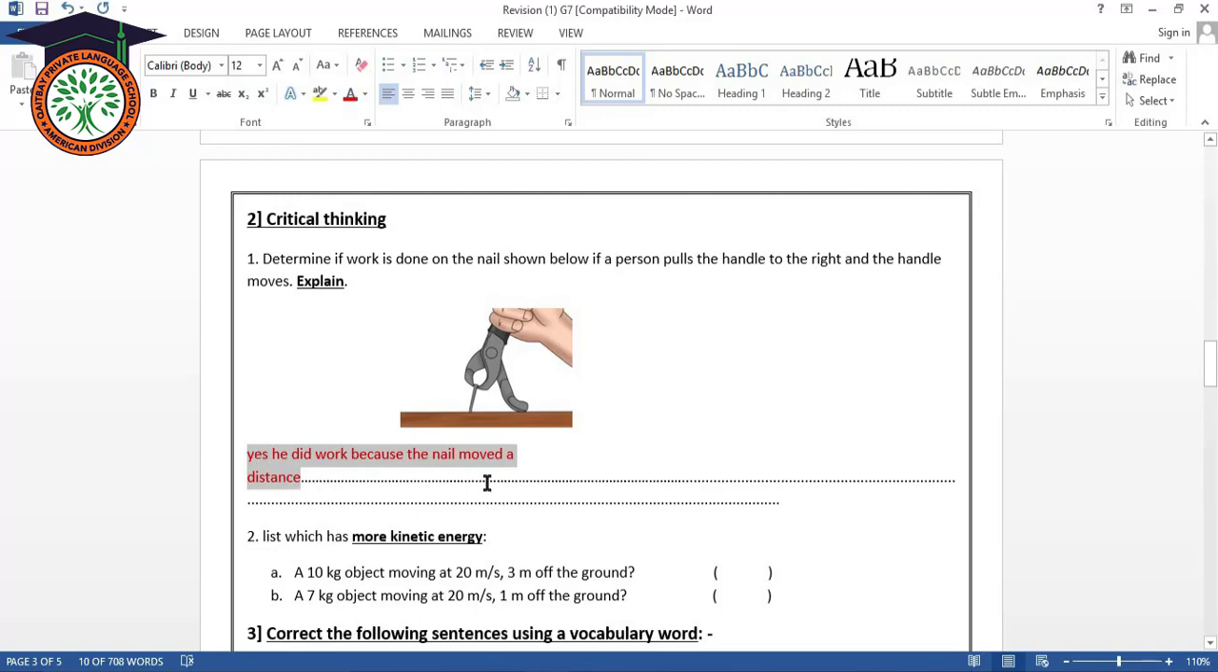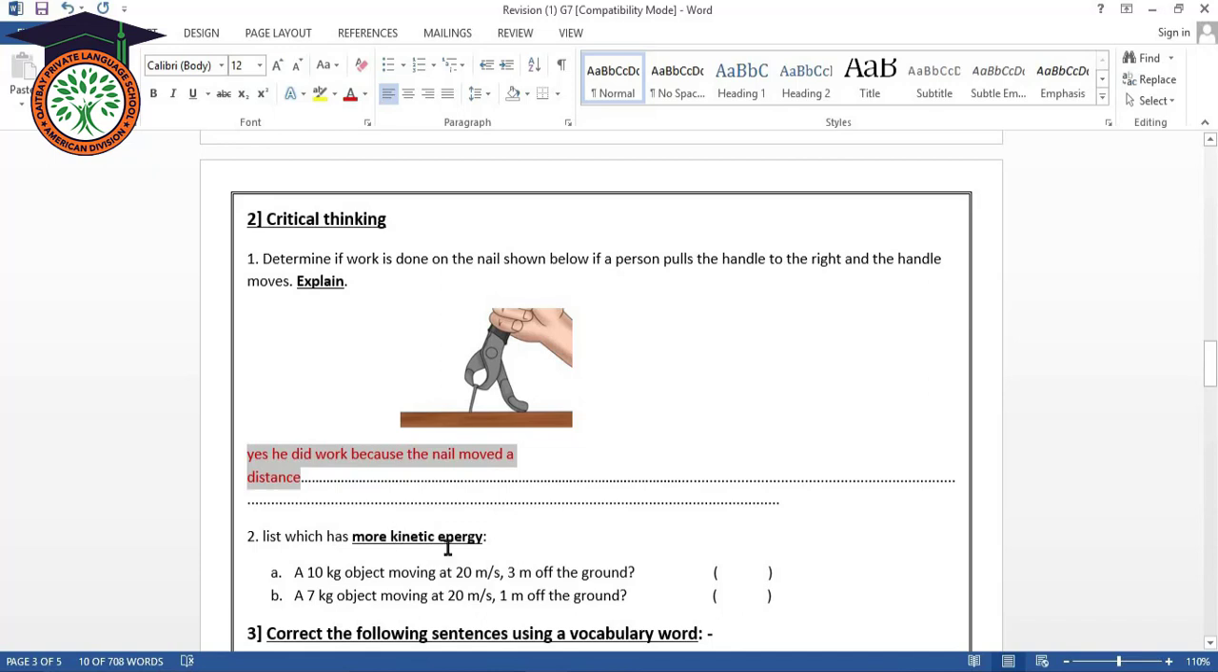Okay, great. So let's move to the third question. Here he said, list which has more kinetic energy: a 10 kilogram object moving at 20 meters per second 3 meters off the ground, or a 7 kilogram object moving at 20 meters per second 1 meter off the ground.